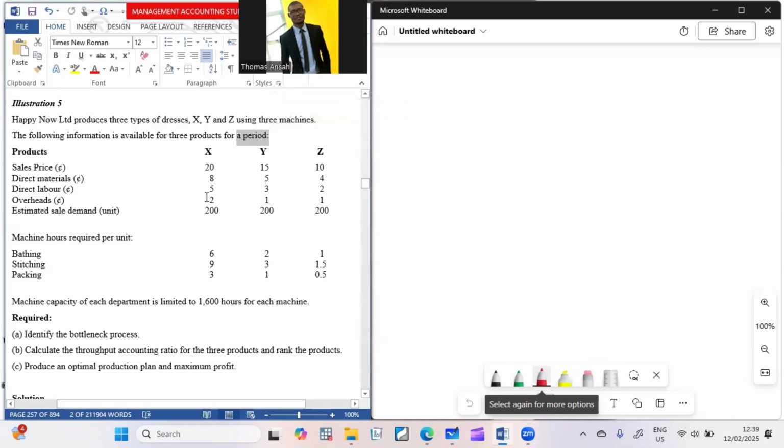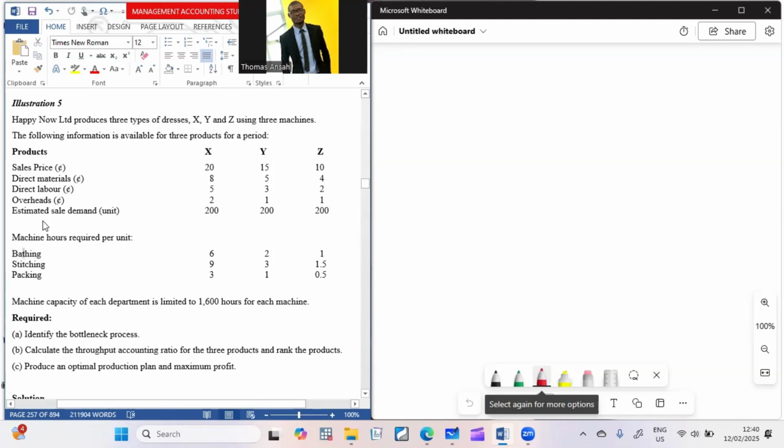Then we have the products X, Y, Z: sales, direct material, direct labor, overheads. You know that the material is regarded as the only variable cost in this case. Then you also have the direct labor and the overheads. We put them together as total cost per the principle that we have outlined before. Then we have the estimated sales in demand units. And we have here the machine hours per unit.